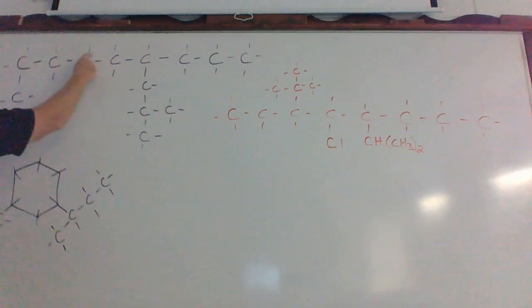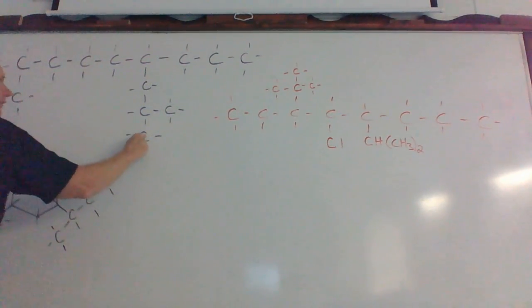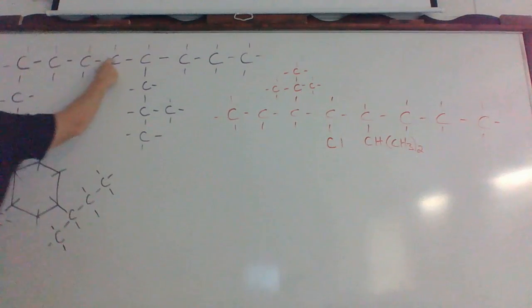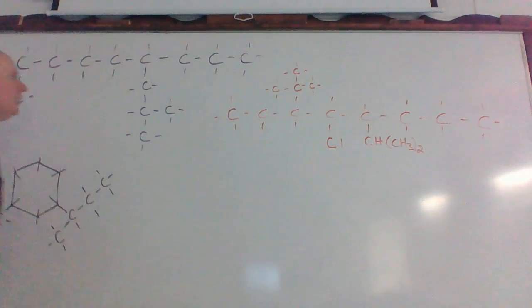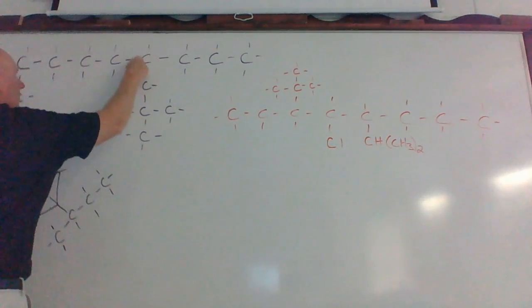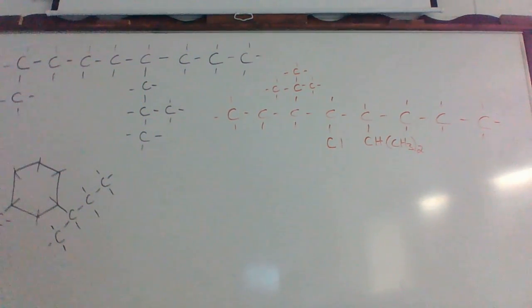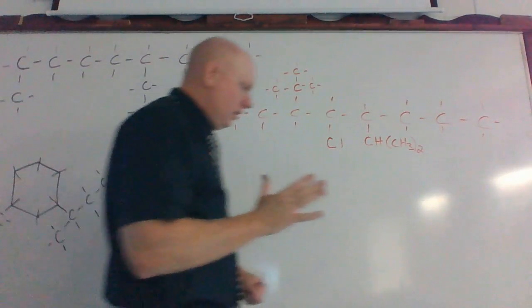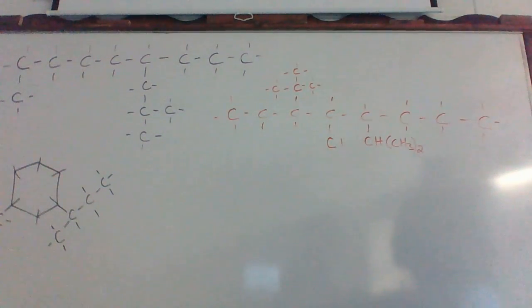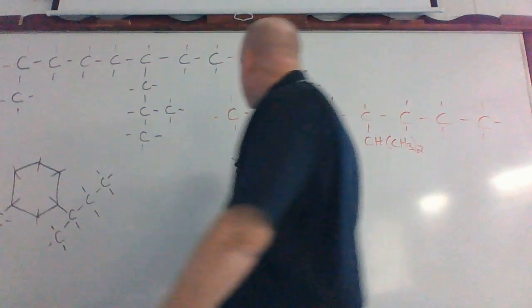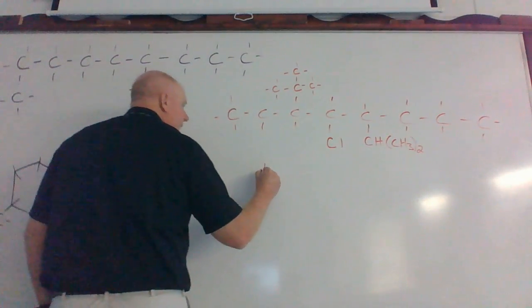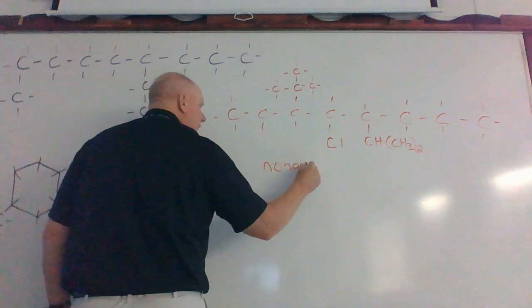1, 2, 3, 4, 5, 6, 7, 8, 9. Okay. So, or 1, 2, 3, 4, 5, 6, 7, 8, 9. All right. So there are multiple answers for this. Okay. So we know we need to start with nonane because there are 9 of them. So we know we've got nonane.